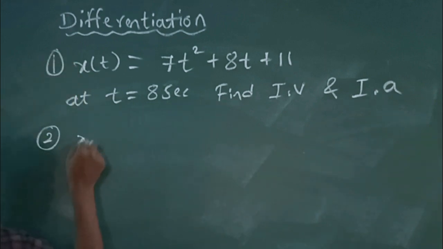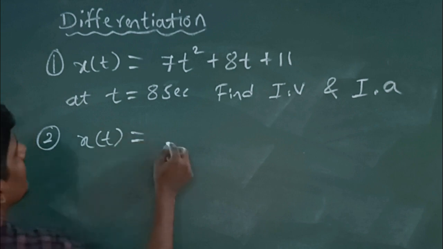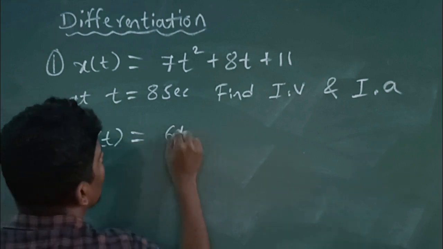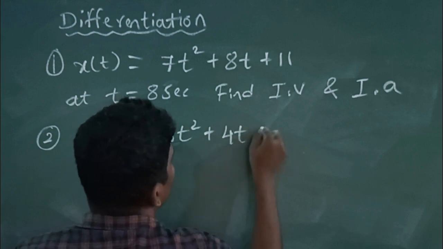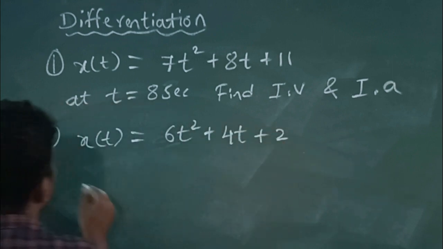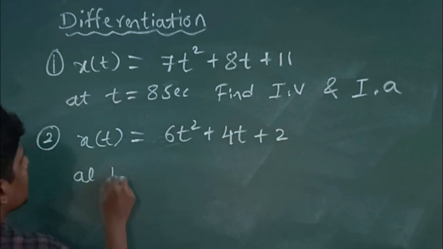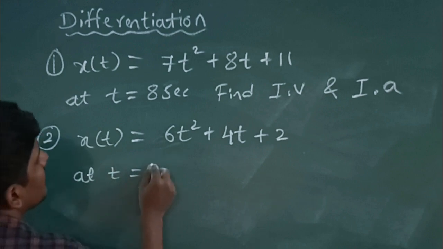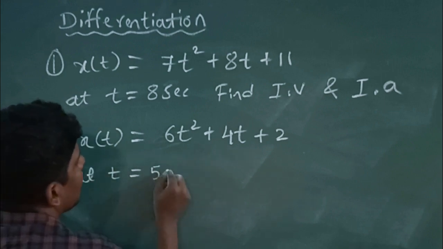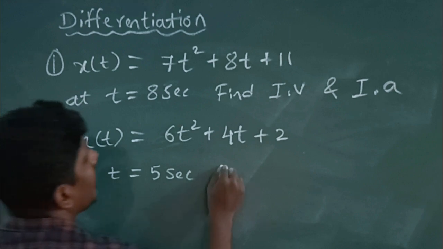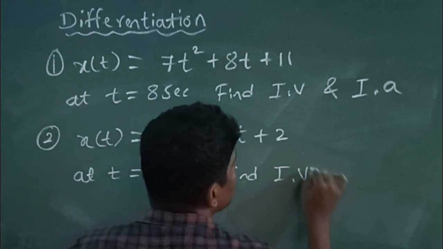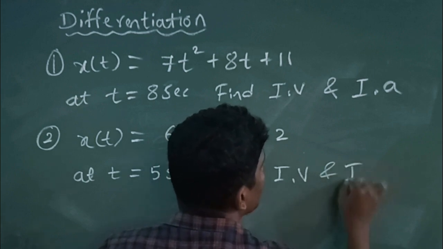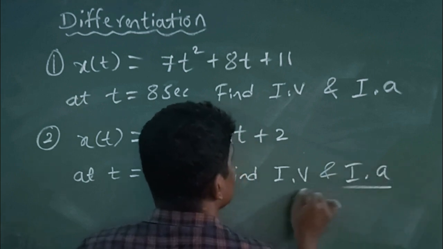Second homework problem is 6t square plus 4t plus 2. Again at t equals 5 seconds, find instantaneous velocity and instantaneous acceleration.